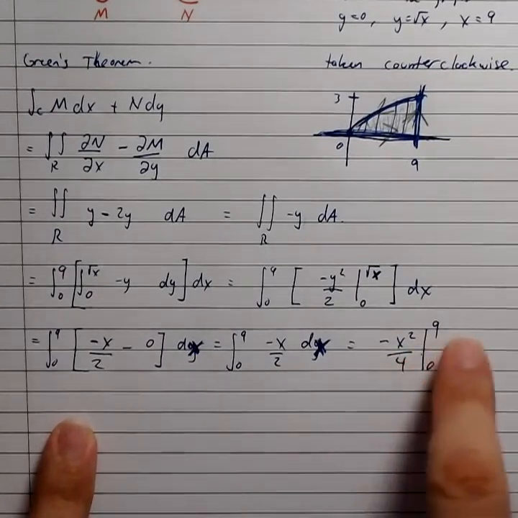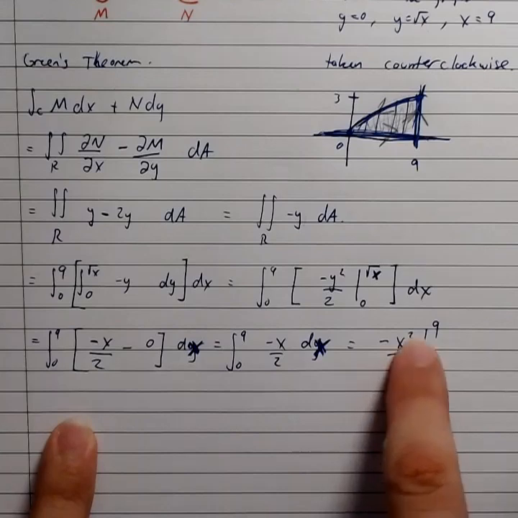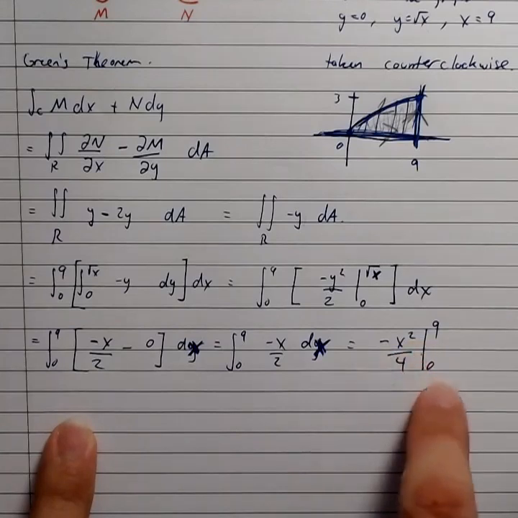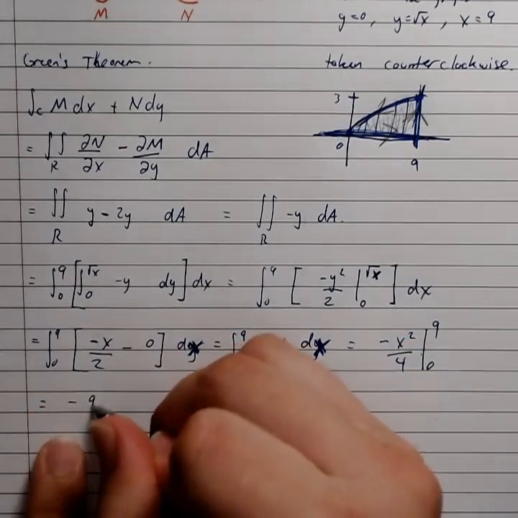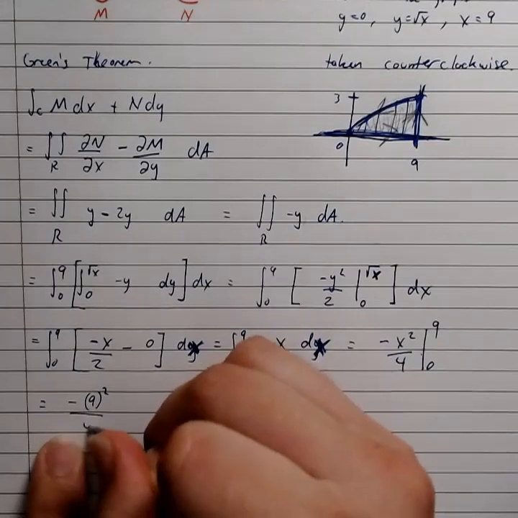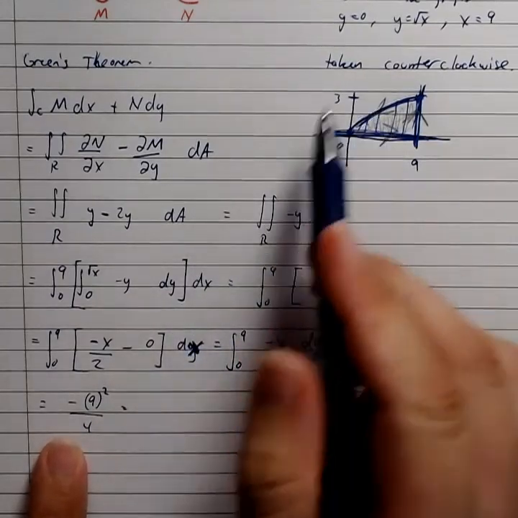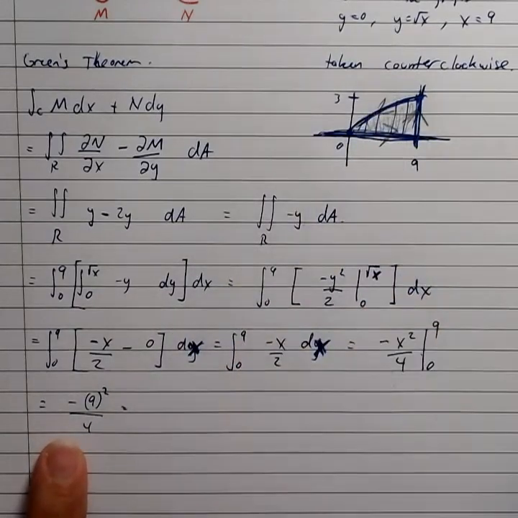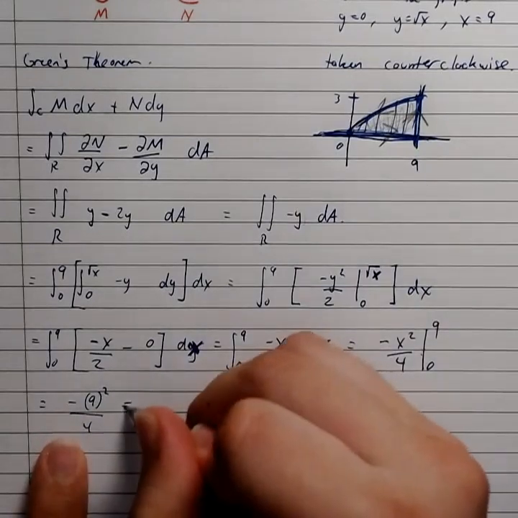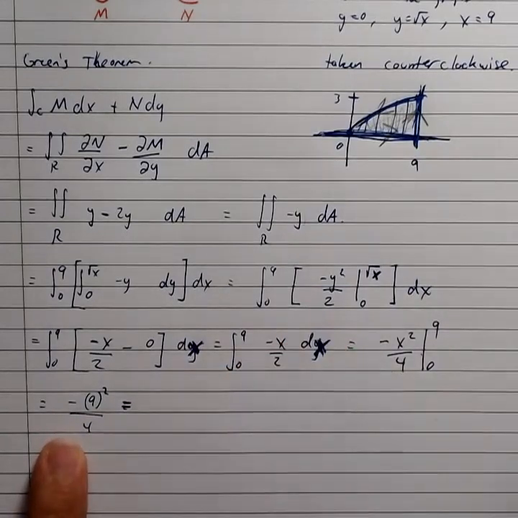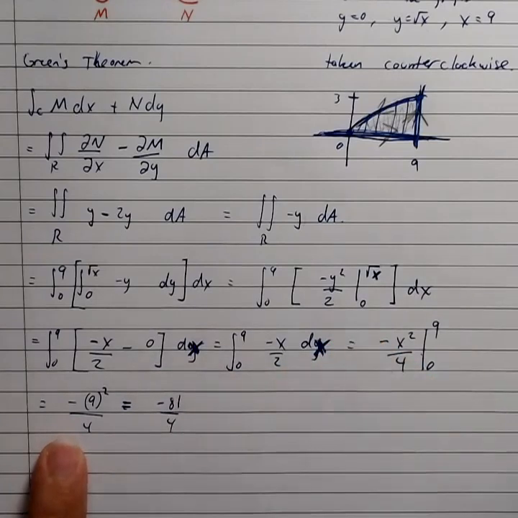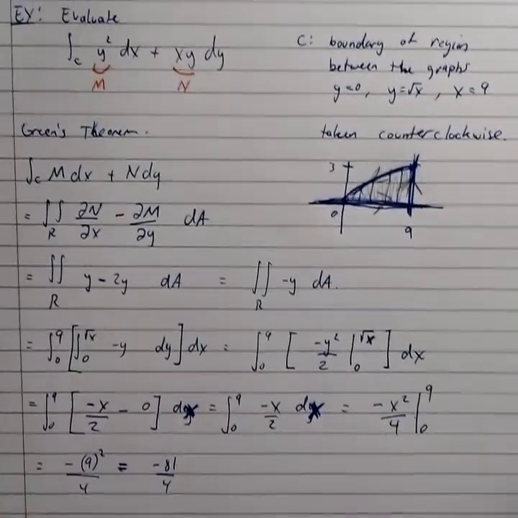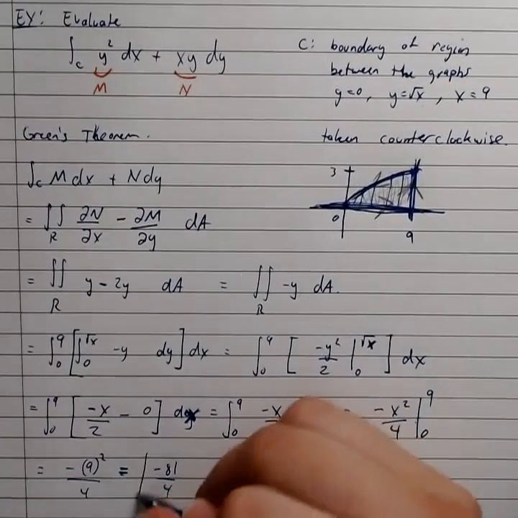Note here that 9 squared is 81, but 0 squared is 0. So here the 0 doesn't matter. So in the end, we're going to get negative 9 quantity squared over 4. Or in other words, our line integral, without having to do any parameterizations or any of that other less than efficient stuff, we can get negative 81 over 4 as our line integral. And that's our result.